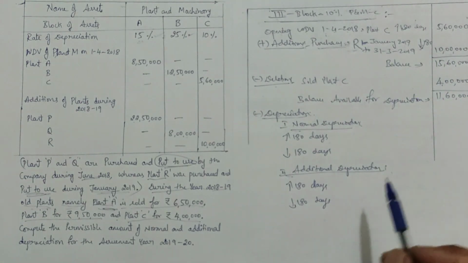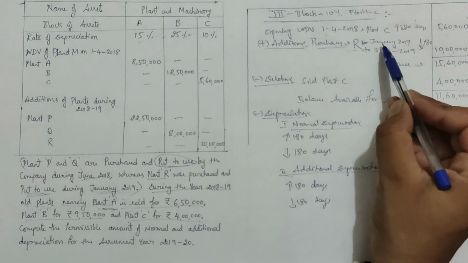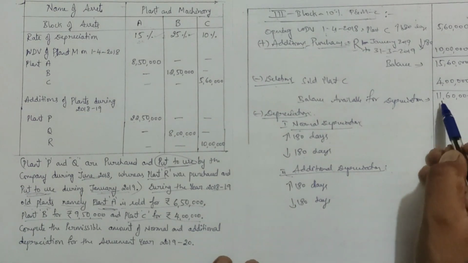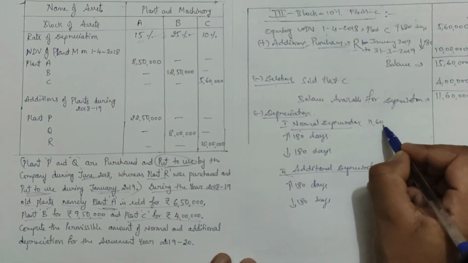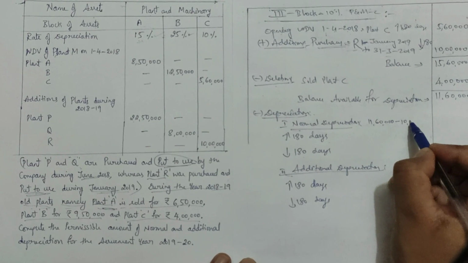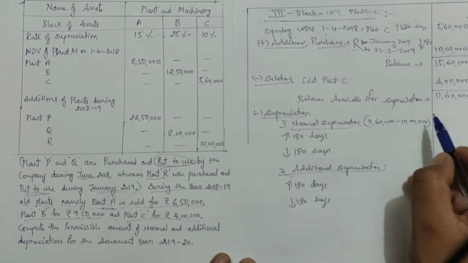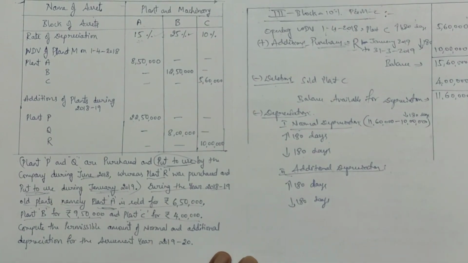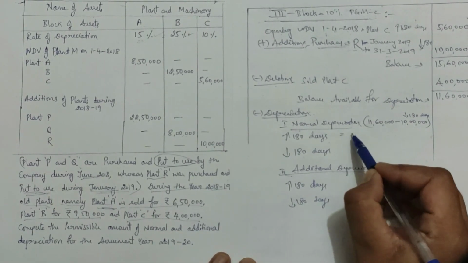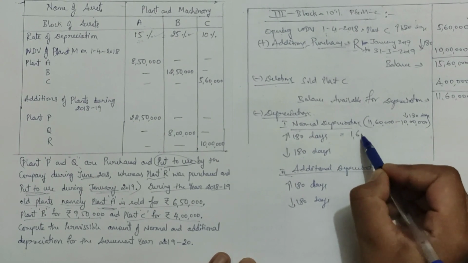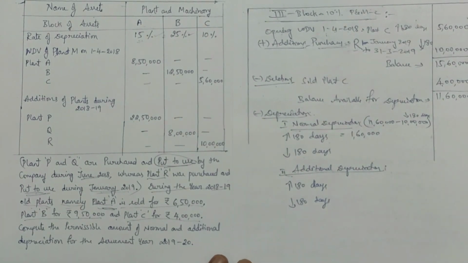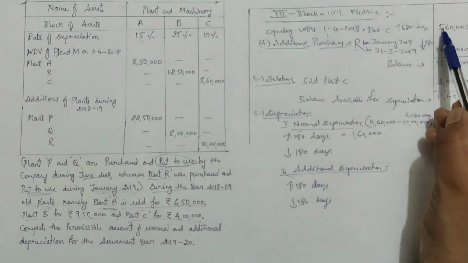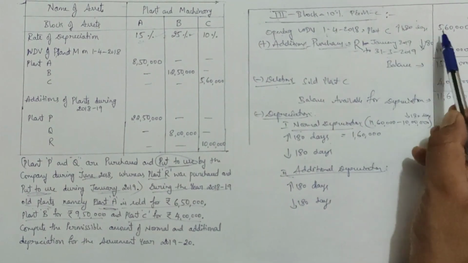180 days because they are using it January to March. That means it has less than 180 days, correct? So from 11 lakh 60,000, if we deduct 10 lakh, because this has less than 180 days, correct? So if we deduct that, you will get only how much? 1 lakh 60,000. Okay, you may wonder how we got 1 lakh 60,000, because here the old plant and machinery was 5 lakh 60,000, correct?